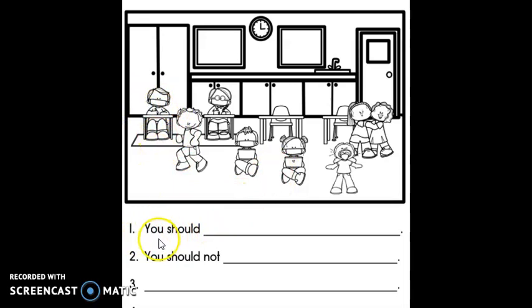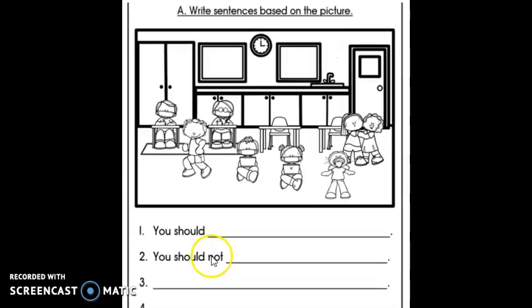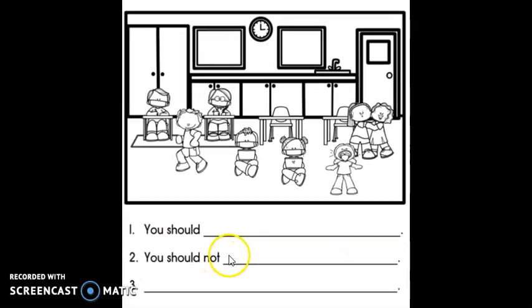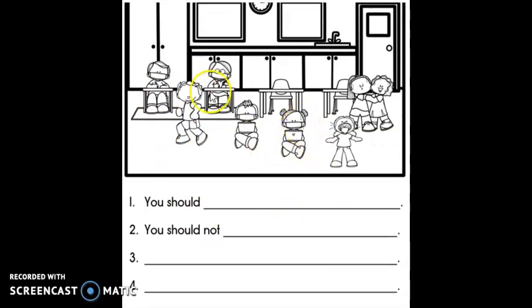Okay, number 1. You should what? You should do your homework. Okay, as simple as that. You should not. Okay, example, you should not. So what should you say? You should not run in the class. You can say that. Okay, what more can you say of this picture?